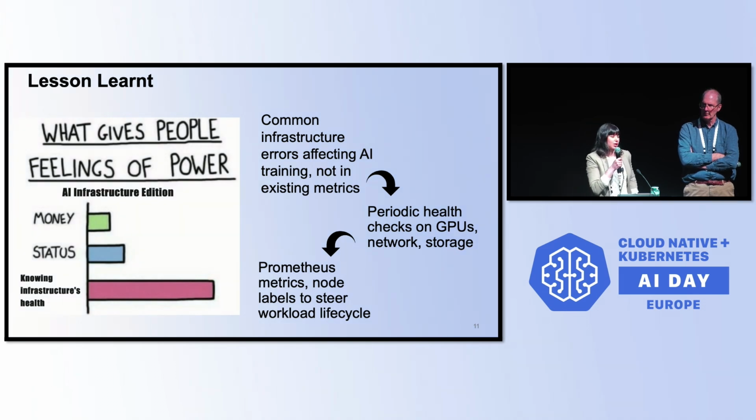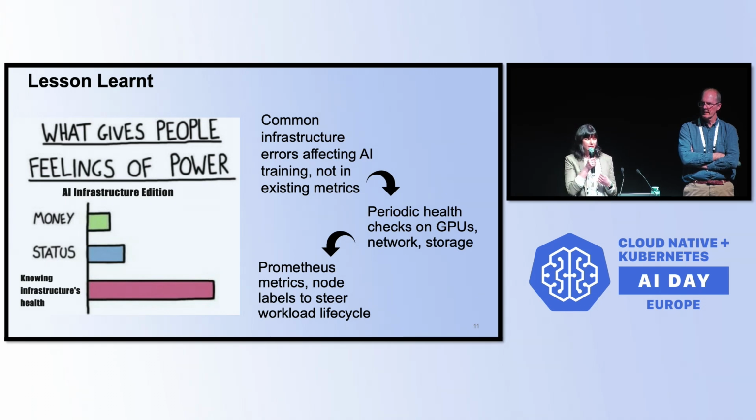So the Autopilot tool comes from our experience and what we have learned by running Cloudvela. We know that there are some common infrastructure errors that affect AI workloads, and those were some that we were not able to find through the existing metrics. So we had to package those checks, and we want to run them as periodic health checks, because we know those errors can occur all the time. So you want to have something that will tell you when those are happening.